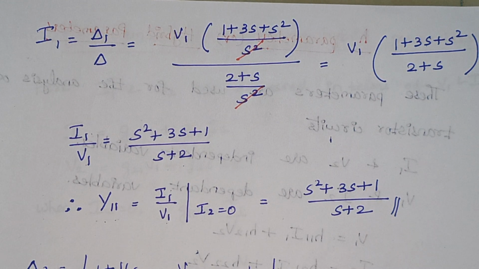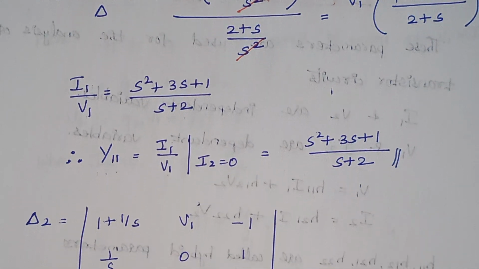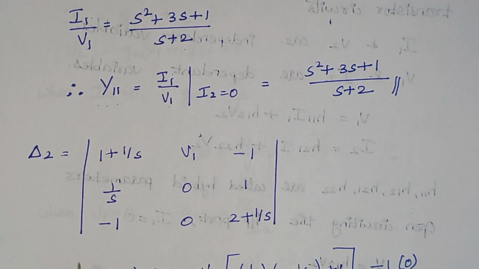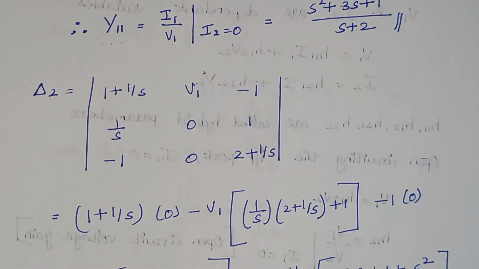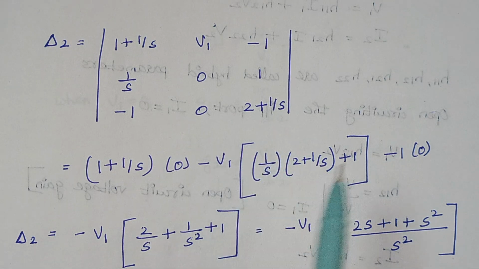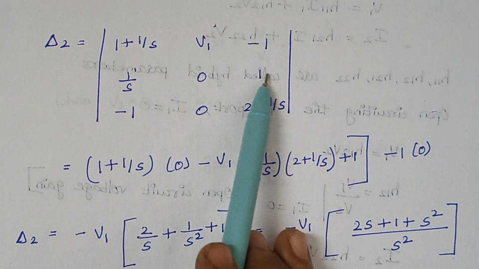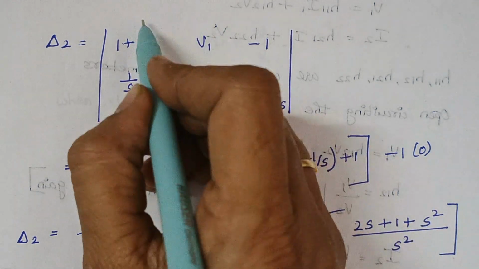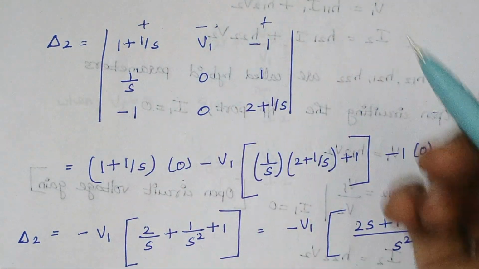Right. Now we are going to calculate the next term Y21. So for that we are going to find del 2. So how to find del 2? Again you have to replace the second column by the respective voltage sources. So here this is the determinant form. Again when you simplify, here 1 plus 1 by s, here both the terms are zeros, so here it is 0. So here minus V1, because this should be taken with plus sign, this should be taken with minus, and this should be with plus.